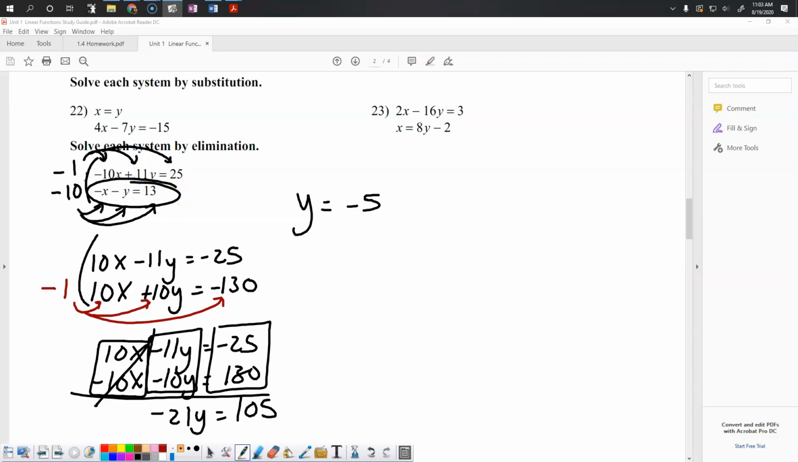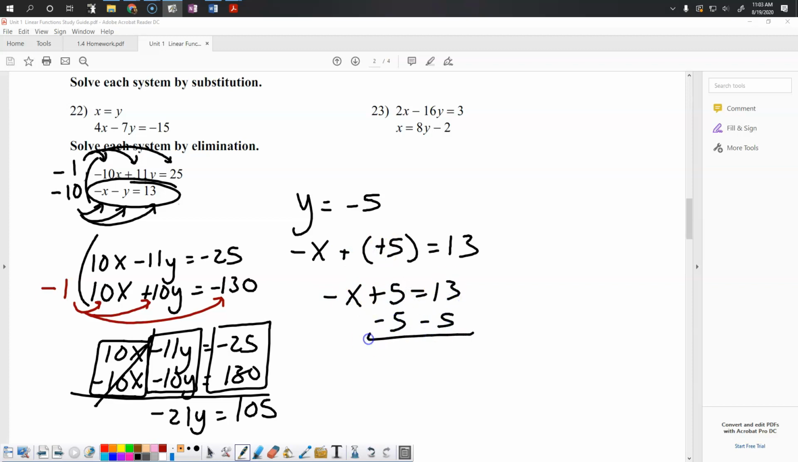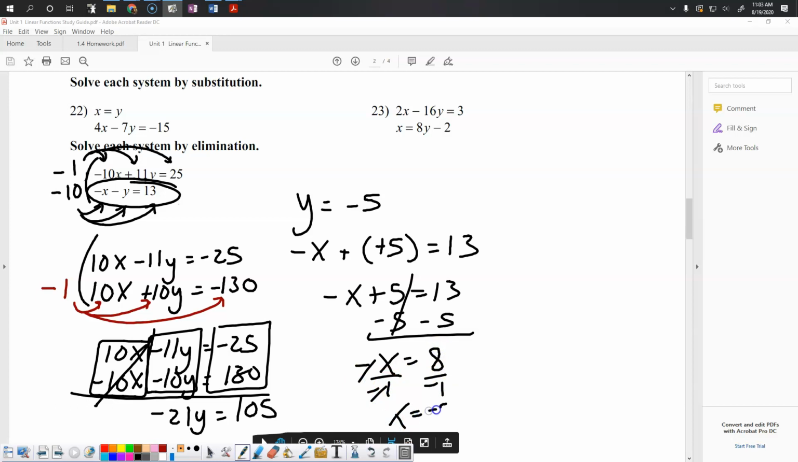So now that we have one of our variables, you're just going to take it and plug it into one of your original equations. So we have -x minus y equals 13. And since y equals -5, I'm just going to plug that in there for the y. The double negatives become positive. And then we go ahead and solve for x. There we go. So y is -5 and x is -8.